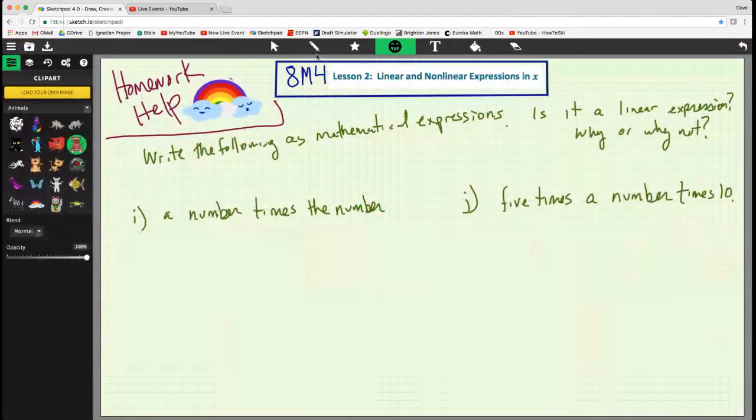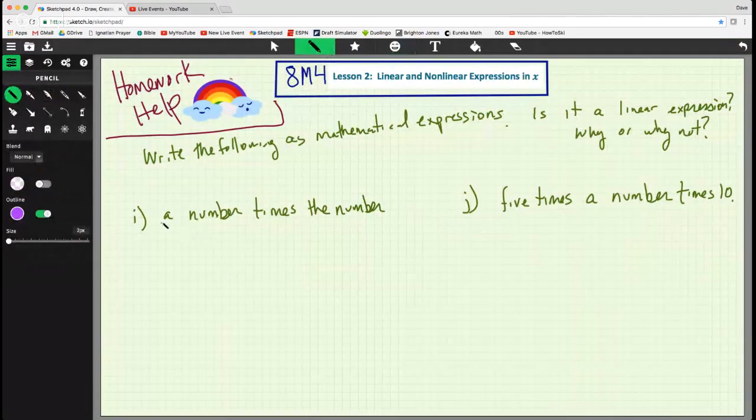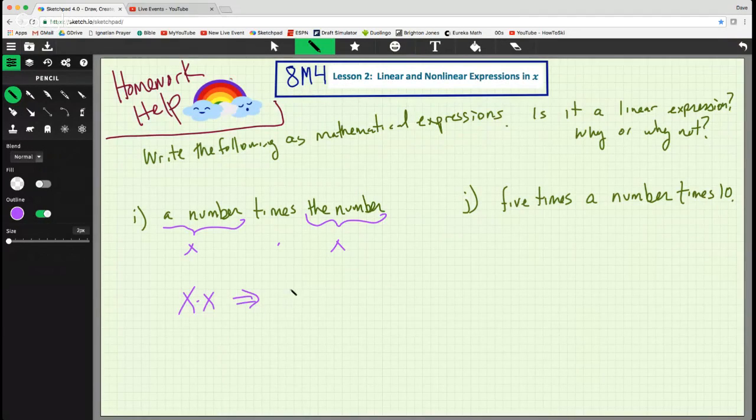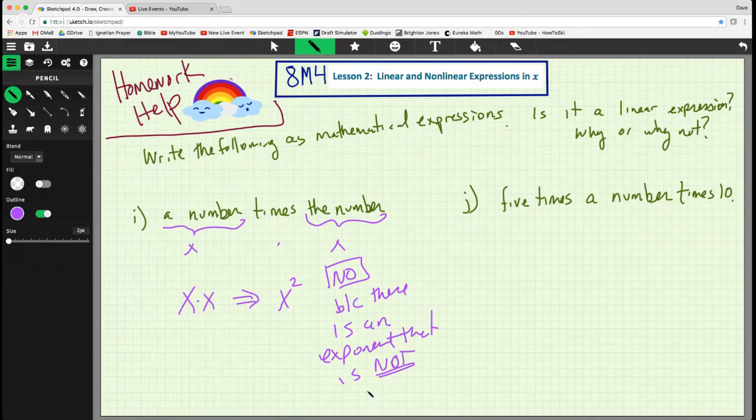A number times a number. Let's see, what's that? If a number is x, times the number is x, so x times x, well, that's x squared. This is no, because there is, say it with me, an exponent that is not a 1.